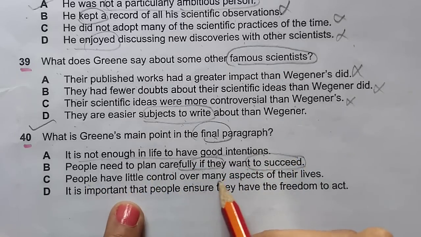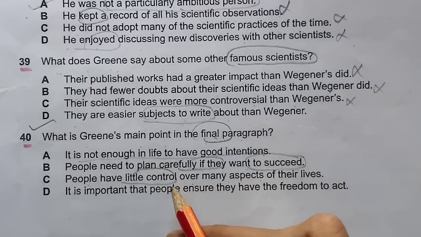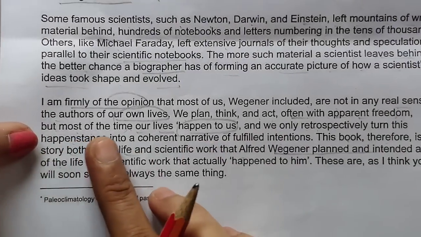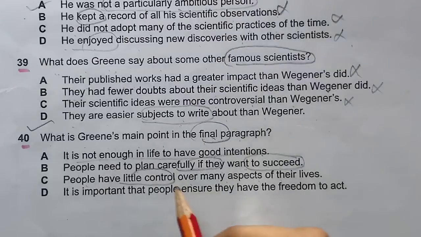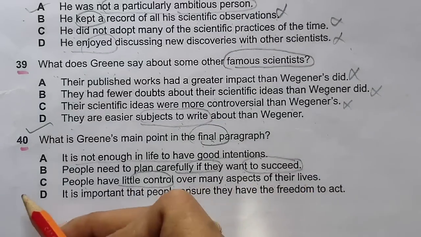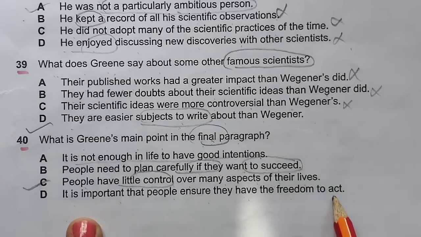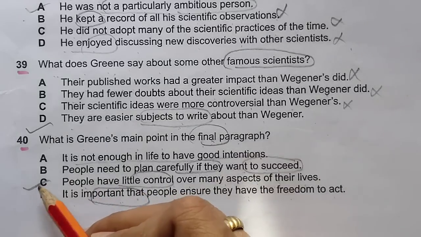People have little control over many aspects of their life. Yes, this was given. We plan, we think, often with apparent freedom, but most of the time our lives happen to us. So it means people have little control over many aspects of their life. So I will go with C. It is important that people ensure they have the freedom to act? No, nothing like that was given. So I will go with C.